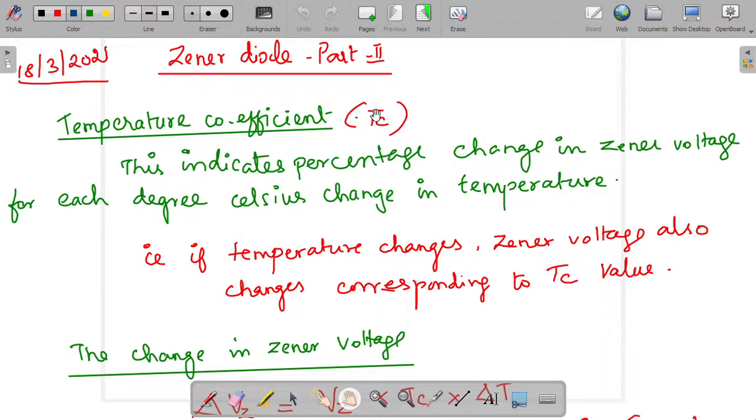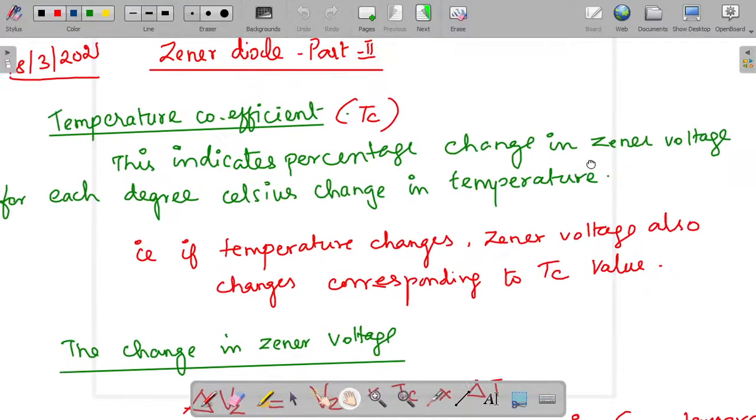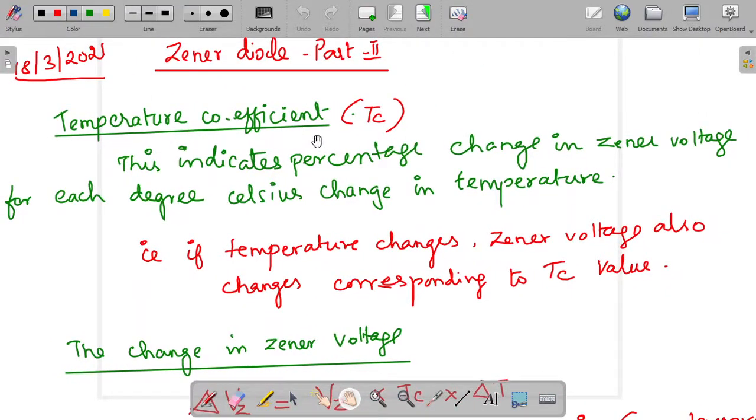So it's some constant. Temperature coefficient is a constant value. From that we can understand that if there is 1 degree Celsius change in the temperature, correspondingly there will be change in the zener voltage. That is being specified by this temperature coefficient. So it is an indication of how much percentage change will be there in the zener voltage for every degree Celsius change in the temperature.